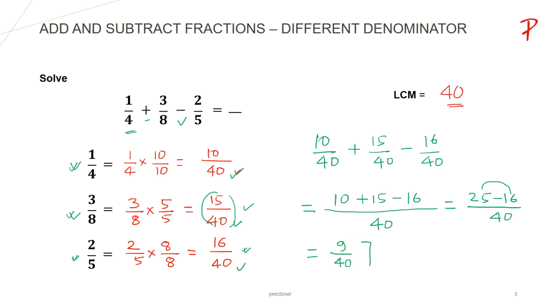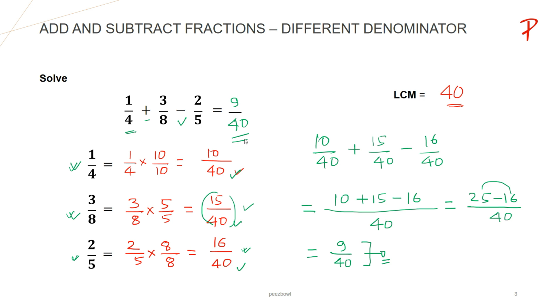We can simplify this further, 9 upon 40, but this fraction is already in a simplified form. We cannot reduce it further. So the answer of 1 upon 4 plus 3 upon 8 minus 2 upon 5 is 9 upon 40. This is the answer.